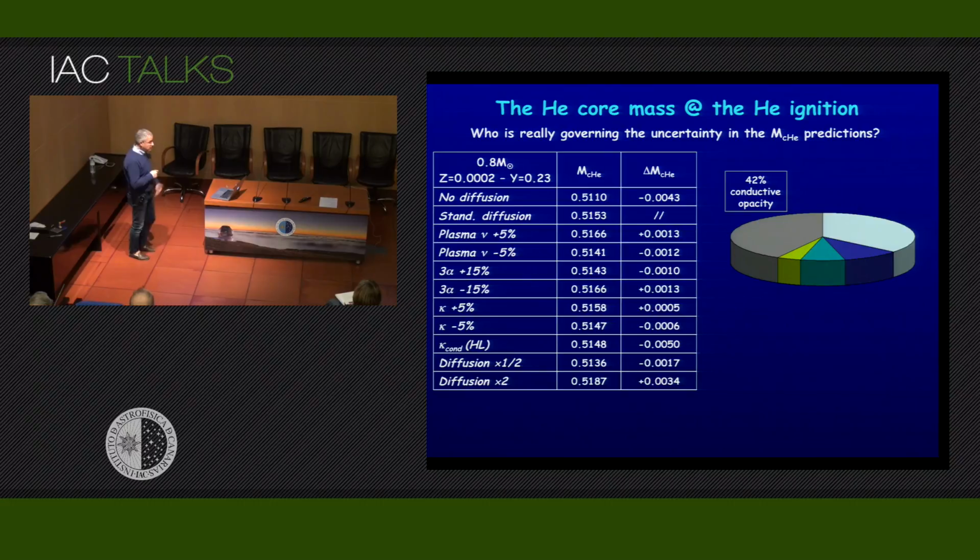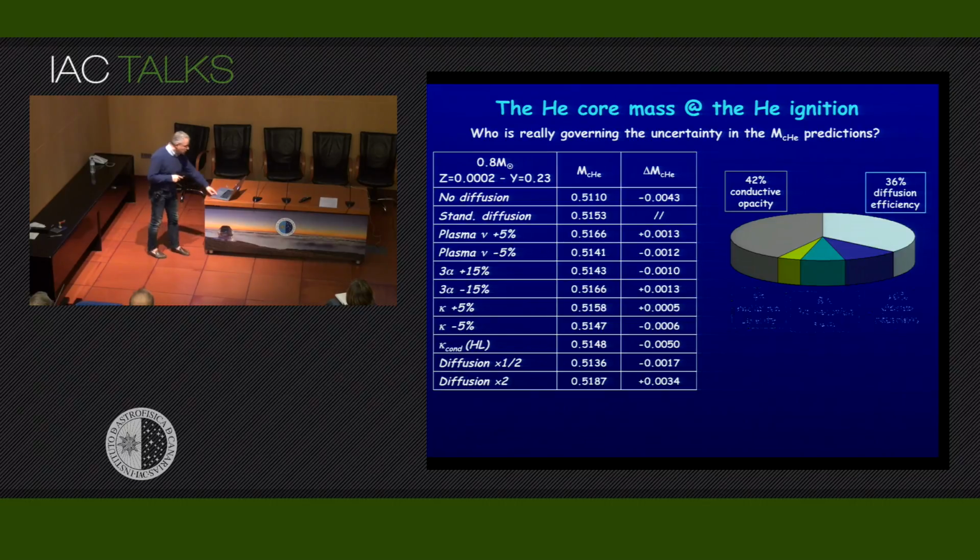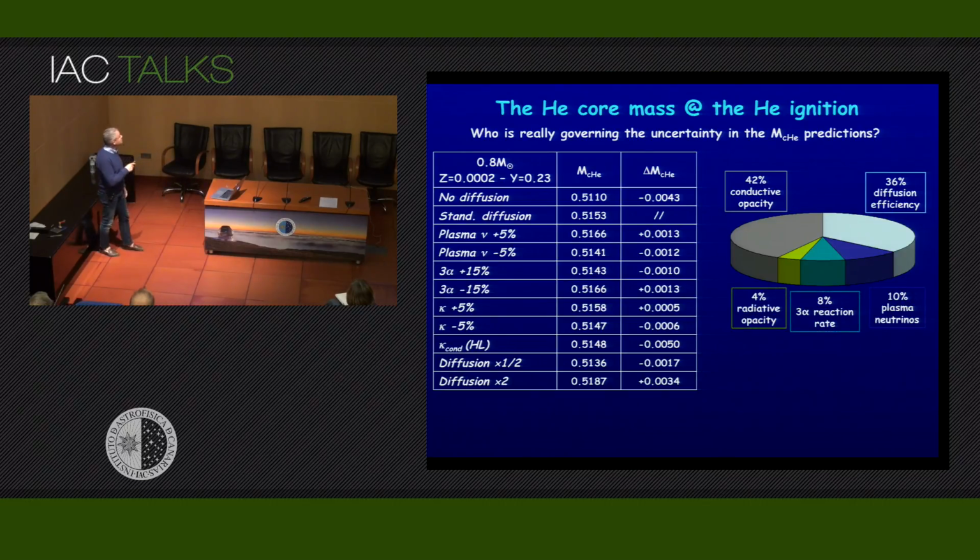And let me remind you that conductive opacity is a fundamental ingredient to evaluate the efficiency of heat transport in stellar matter when you are in conditions of partial and strong electron degeneracy. Another important piece of uncertainty comes from the efficiency of atomic diffusion, about 40%, and minor contributions are provided by the radiative opacity, the efficiency of the triple alpha reaction rate, and plasma neutrino cooling.